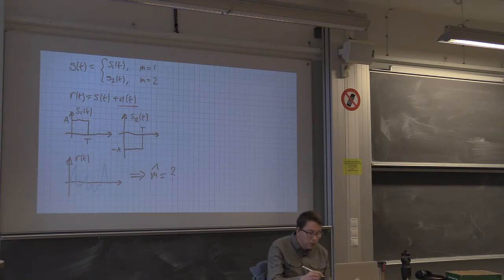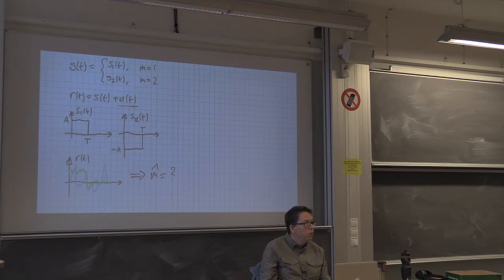Let's do it a little bit simpler. Suppose that the noise is not so high, so this is what we received. What would you determine then? What should m hat be for the green line here?